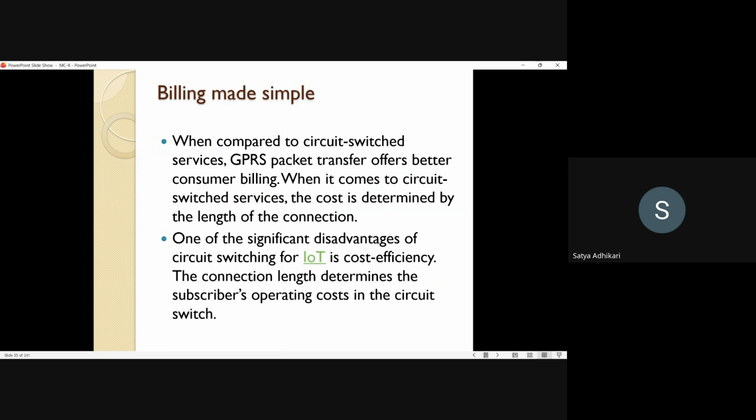One of the significant disadvantages of circuit switching for IoT is cost effectiveness. The connection length determines the subscriber operating cost in circuit switching. So this is the disadvantage of circuit switching, not packet switching. For IoT, the Internet of Things, it is cost effective. Why? Because the connection length determines the subscriber operating cost in the circuit switch.